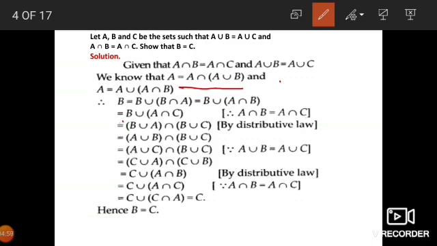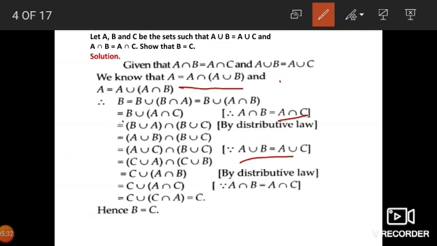So B union (A intersection B) can be written, from the question A intersection B equal to A intersection C, as B union (A intersection C). Now apply distributive law. What is distributive law? (B union A) intersection (B union C). B union A can also be written as A union B. Now from the question A union B equal to A union C. So (A union C) intersection (B union C).